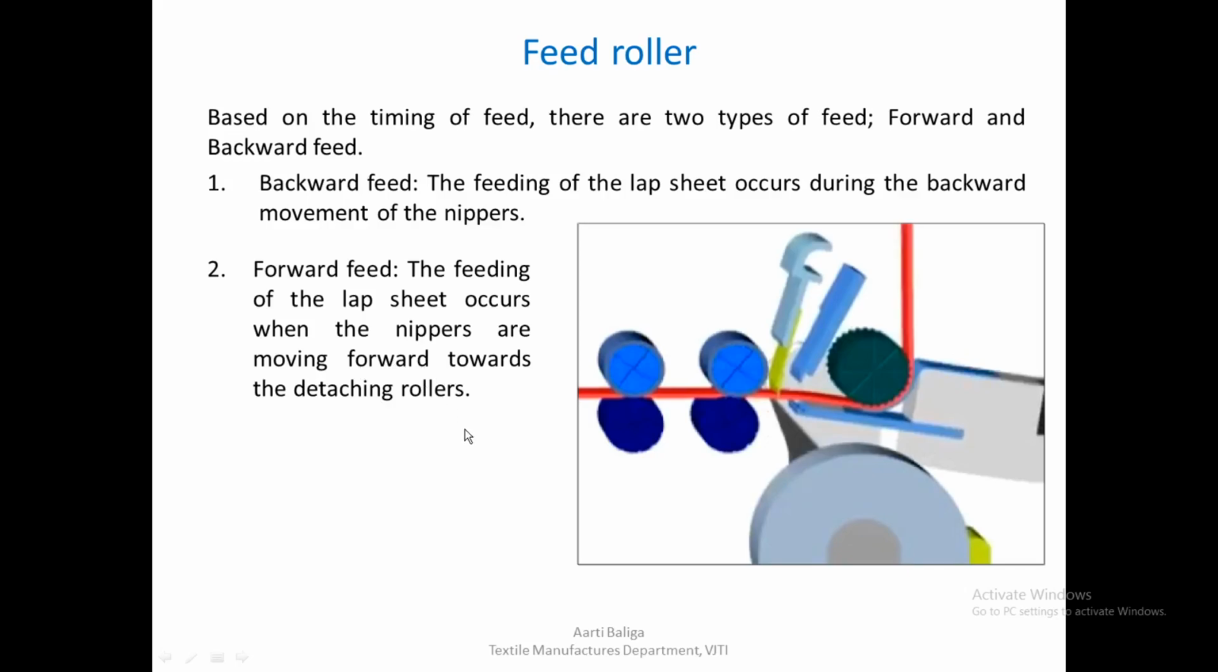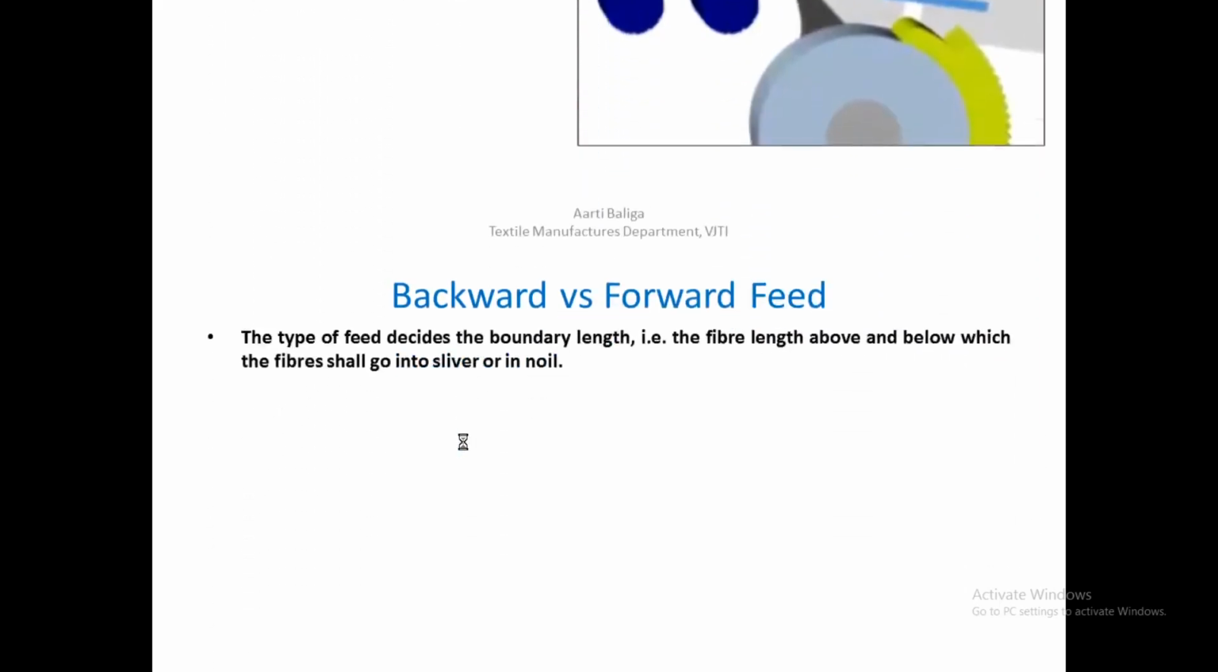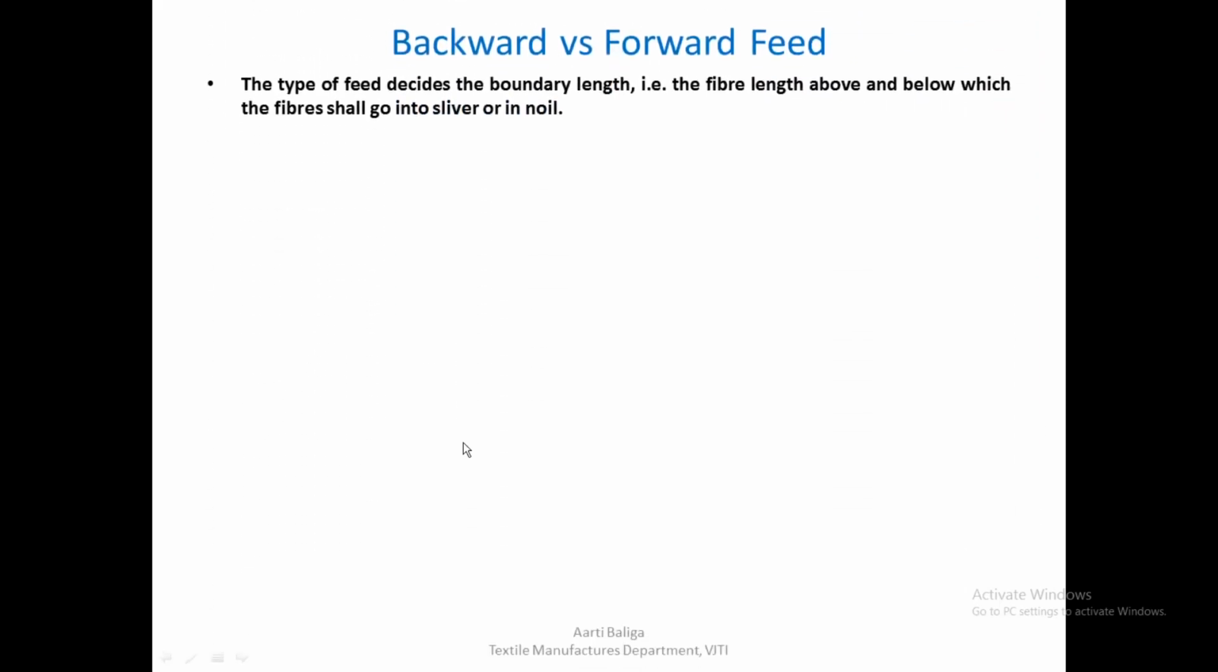So having understood these two types of feed, let us compare the two and see what it really means to have a forward or a backward feed. The type of feed decides the boundary length, that is the fiber length above and below which the fiber shall either go into sliver or into the noil.